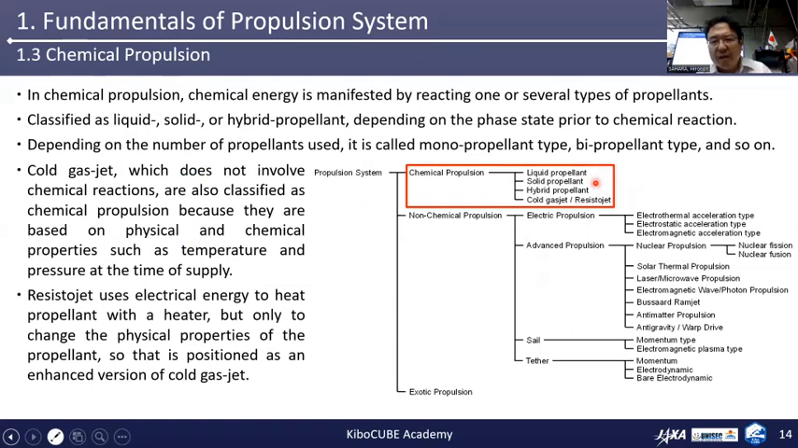The most commonly used chemical propulsion is a liquid propulsion system in which the propellant is stored in liquid form. If a single propellant is used, it is called monopropellant. And if two types of propellant are used, it is called bipropellant. Of note are cold gas jet and resistor jet, each use the physical properties of the propellant. In particular, resistor jet uses electric energy, such as a heater, to change the physical properties of the propellant, so they may also be classified as electric propulsion, especially electrothermal acceleration type propulsion.